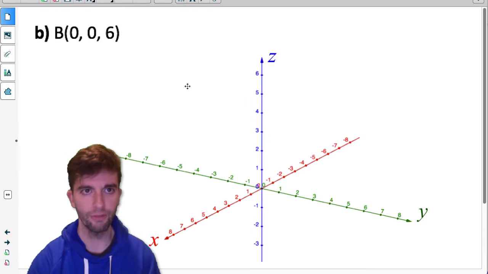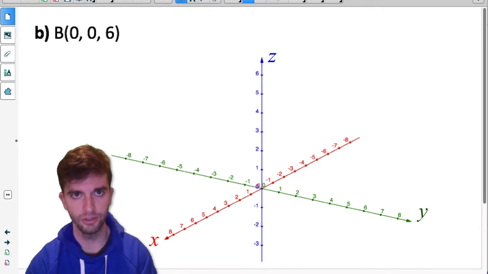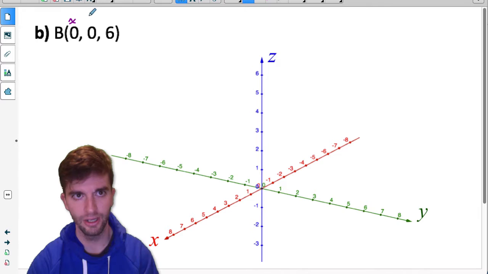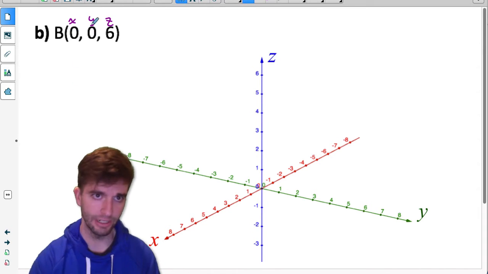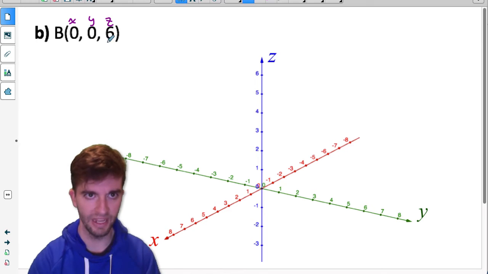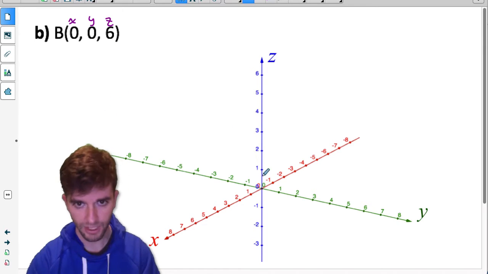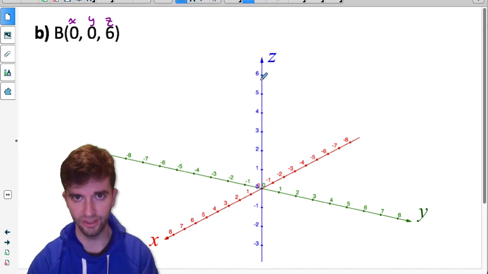Let's try another one. This point, point 0, 0, 6. So once again, this point has an x, a y, and a z component. So I need to move 0 in the x direction and 0 in the y direction, and 6 in the z direction. So that's easy. All I have to do is move along the z-axis 6 units, and there's my point.